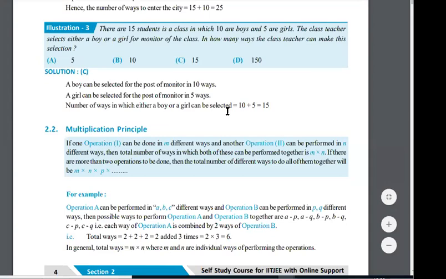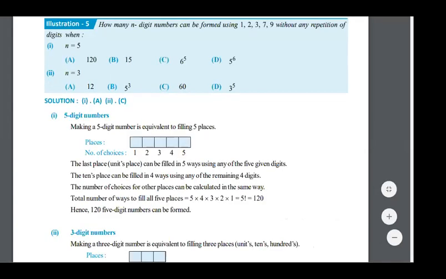Okay, now let's see one problem, everyone. So tell me, this is a problem, right? The question is how many n-digit numbers can be formed using 1, 2, 3, 4, 1, 2, 3, 7, 9 without any repetition of digit. If n is equal to 5.